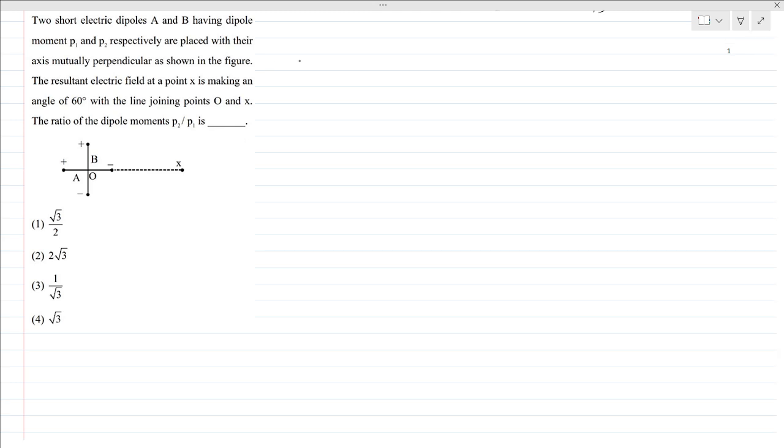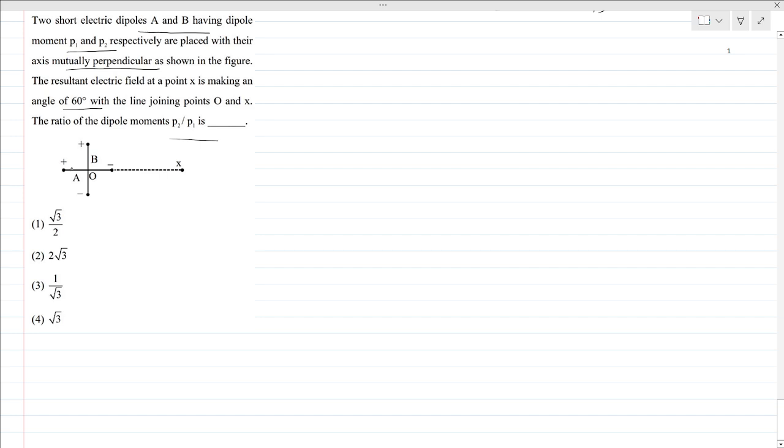So here the question is given as: two short dipoles A and B having dipole moments P1 and P2 respectively are placed with their axes mutually perpendicular as shown in the figure. The resultant electric field makes an angle of 60 degrees with the line joining points O and X. Find the ratio of the dipole moments P2 and P1.